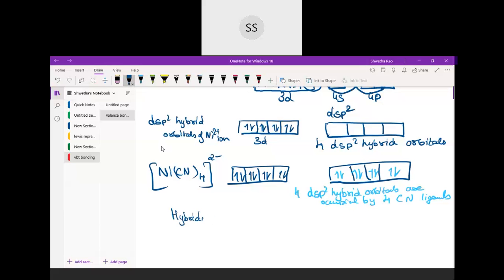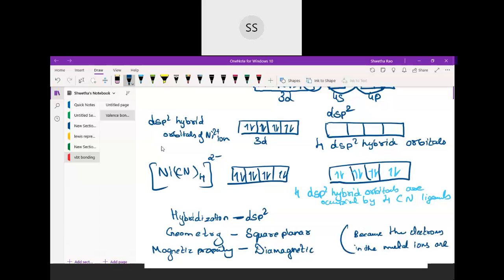Hybridization is dsp2. Geometry is square planar. Then you can write the magnetic property. When you are checking the magnetic property, I told you, you see the metal's d orbital. You can check here inside the inner orbitals. You can see all the electrons are paired, so they are diamagnetic in nature.